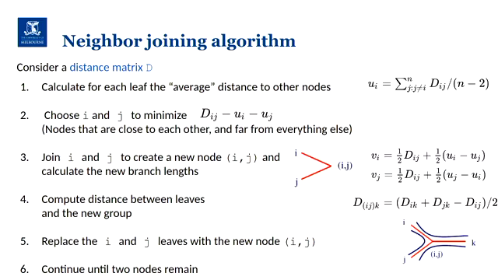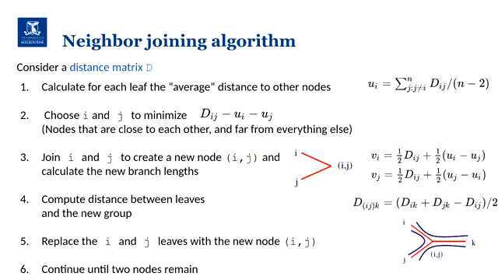And then we start off calculating the average distance, ui, between the node i and all the other sequences. And then we're going to try to minimize this distance. So when we're looking at the matrix, we're trying to minimize dij minus ui minus uj, where dij is the distance between i and j, ui is the distance between i and the rest of the nodes, and uj is the distance between j and the rest of the nodes. So what we're doing here is finding the nodes that are close to each other and far away from everything else to start off building the tree.